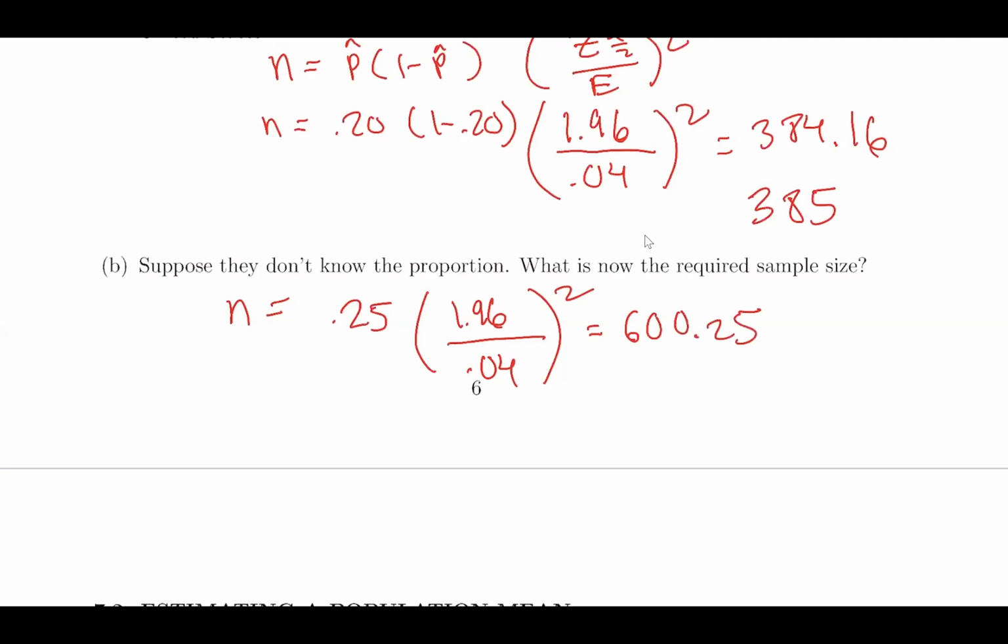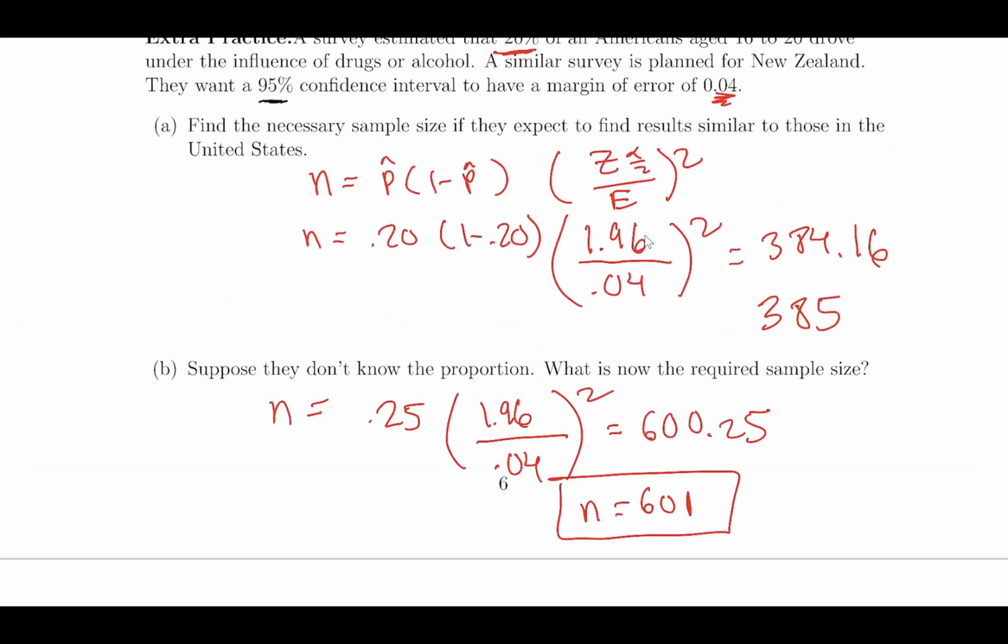So for the answer, you should get 600.25. So what should be the final answer? Yeah, 601. Cool. Thanks, Elizabeth. Thanks, Brianna. All right. Any question in regard to this last problem?